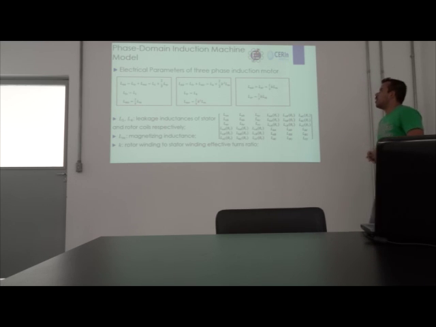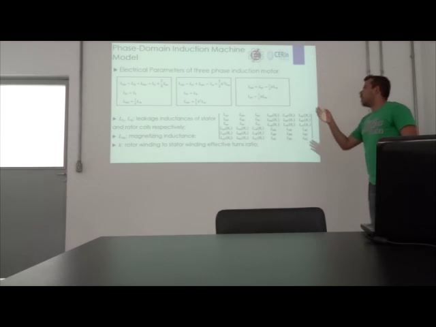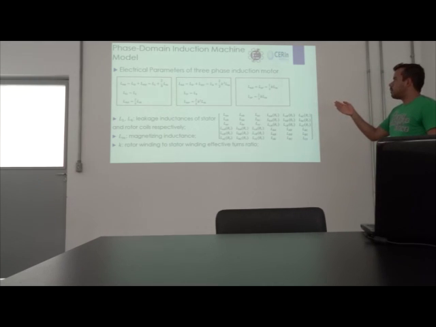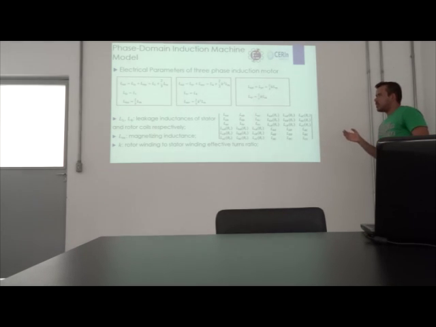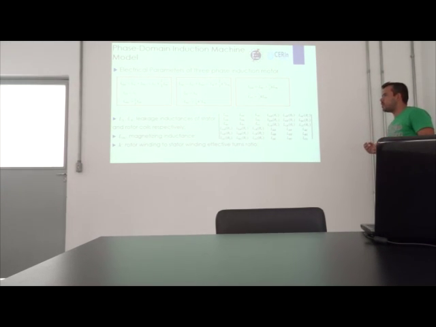Electrical parameters of a three-phase induction model. As we saw before, we have this inductance matrix that I have presented before. So now we're going to compare this matrix with the manufacturer's data. After a series of studies, we have concluded that LLS is equal to L1, LLR is equal to L4, and L1 and L4 are manufacturer data and represent the leakage inductance of the stator and rotor coil respectively.